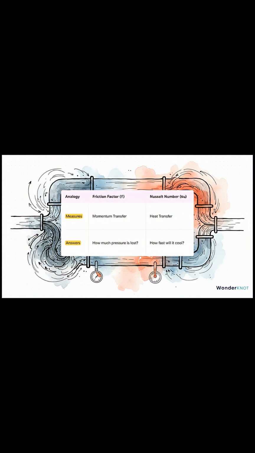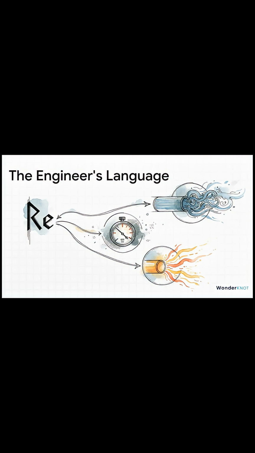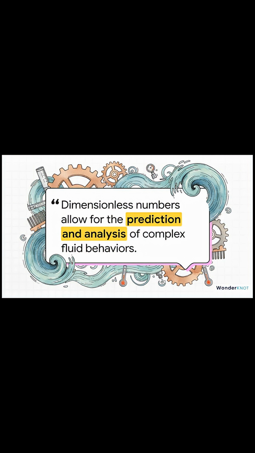Think of them like two sides of the same coin. Friction factor is about momentum loss, while the Nusselt number is about heat transfer. These dimensionless numbers are like the engineer's secret language. They boil down all that complex physics into a single useful score. And that's why they are so essential. They're the toolkit for designing everything from car radiators to giant power plants.